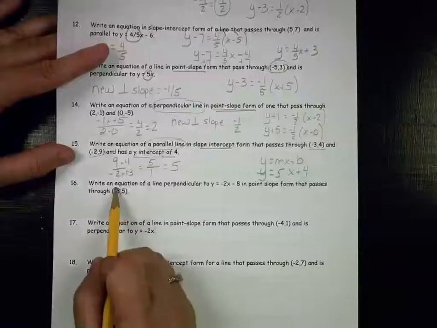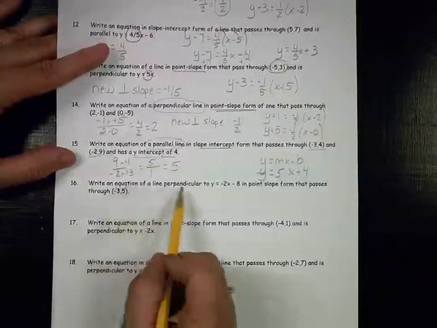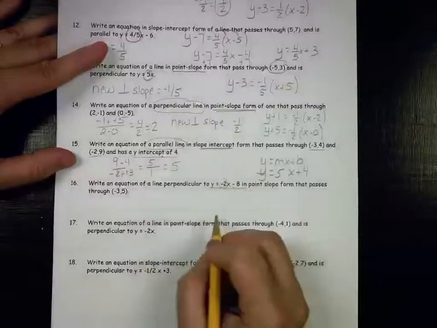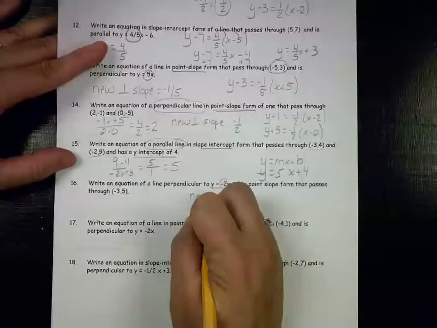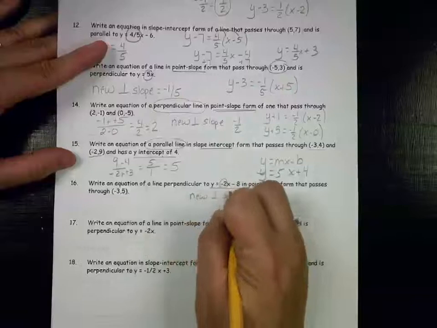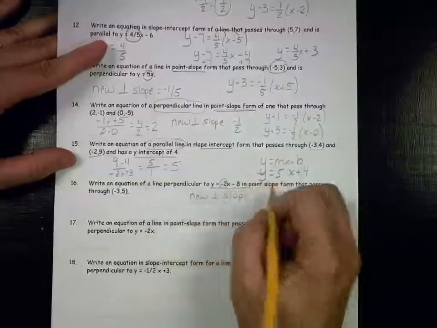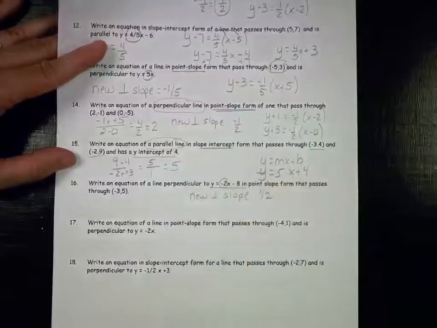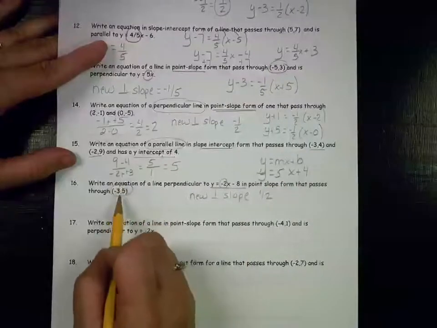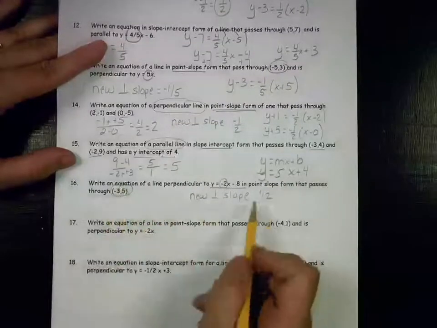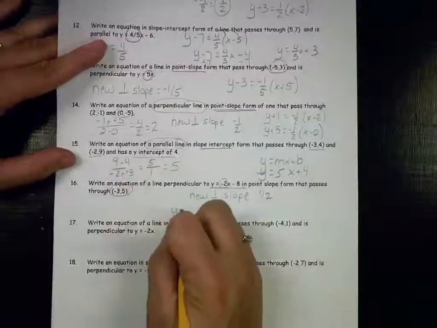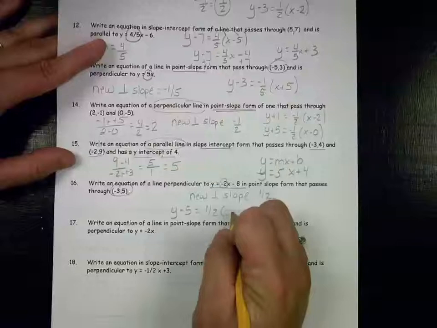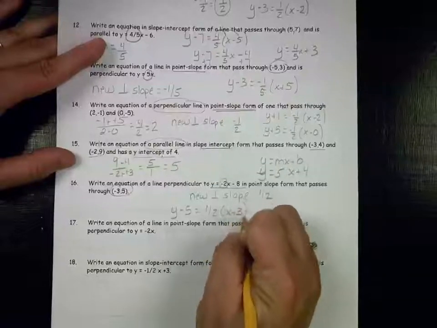16, find the equation of a line perpendicular to this one. This slope is negative 2. Our new perpendicular slope then will be 1/2. And we want it in point slope form. Here's our point. Here's our slope. Y minus 5 equals 1/2 x plus 3.